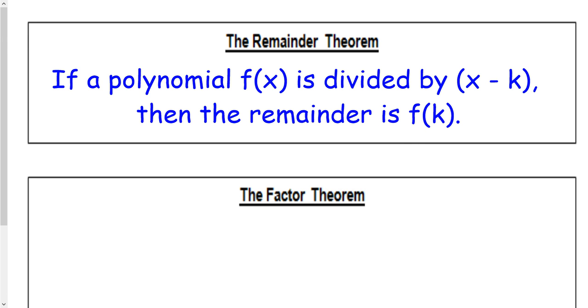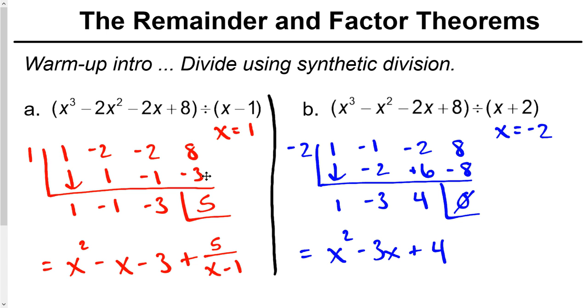So if we were to go back and take a look at our warm-up problems, if you were to plug the number 1 into warm-up problem A, do you know what you would get as a value of f of 1? You'd get 5. 1 cubed is 1, 1 squared is 1, 1 to the first is 1, so this is really just 1 minus 2 minus 2 plus 8, okay? You're going to end up with 5.